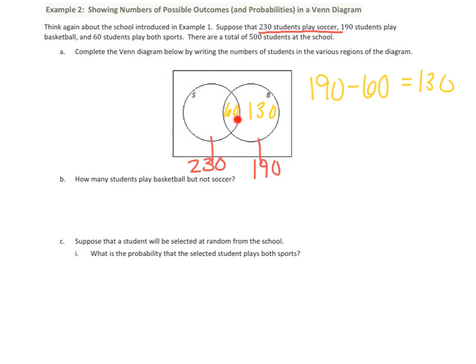Because remember, this whole circle has to add up to 190. Same idea over here in my soccer section. This whole circle has to add up to 230. And I already have 60 members in it, so I'm left with 170. And do a quick check. Does that whole thing add up to 230?